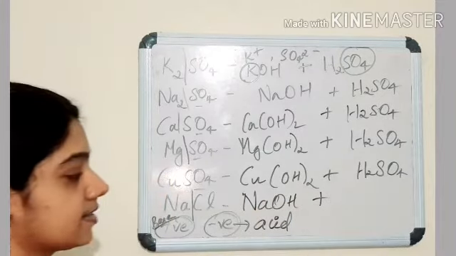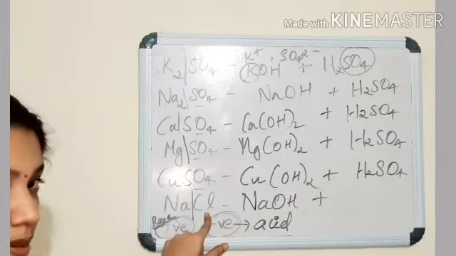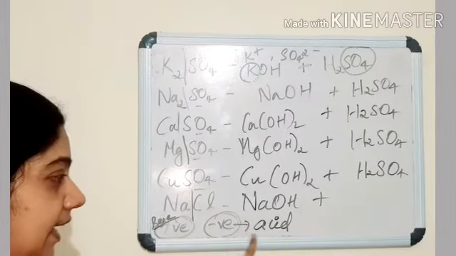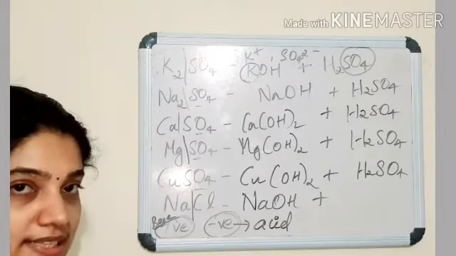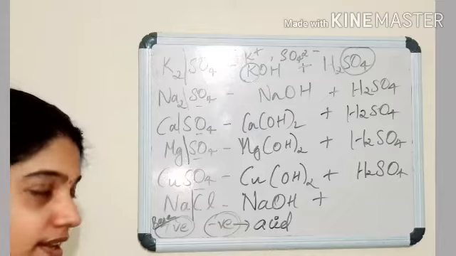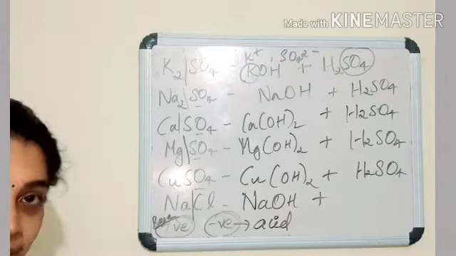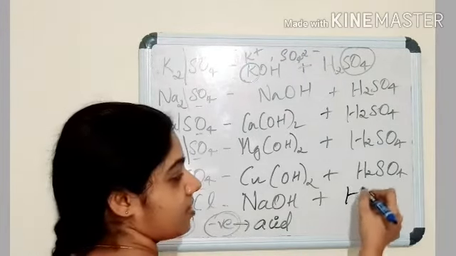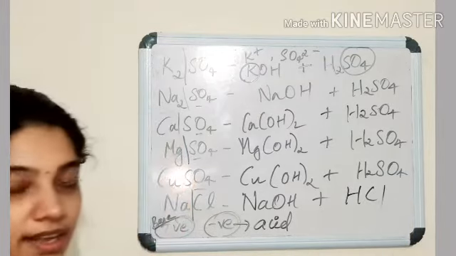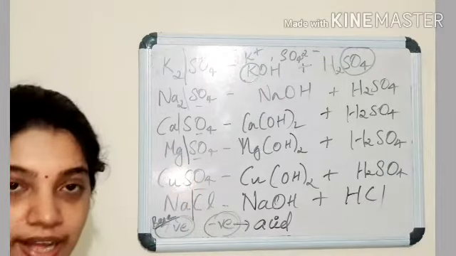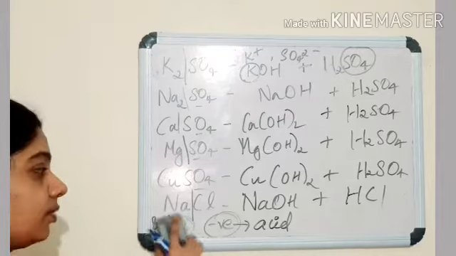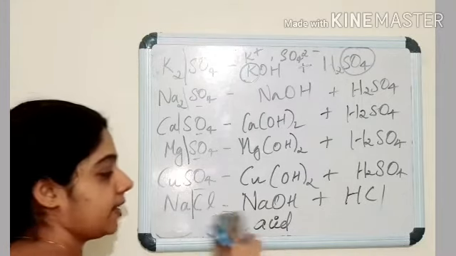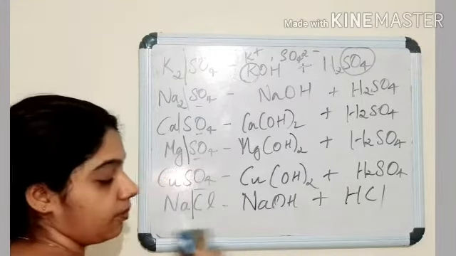Then Cl is the negative part here. Cl minus, chloride ions. Negative means it is prepared from an acid. Which acid contains Cl in it? It is HCl, hydrochloric acid. So likewise, we are finding out from which acid and base these salts are produced.